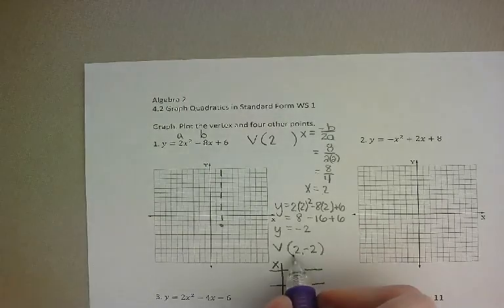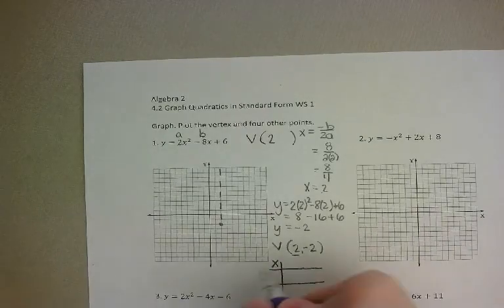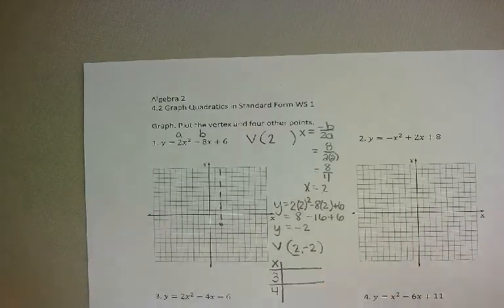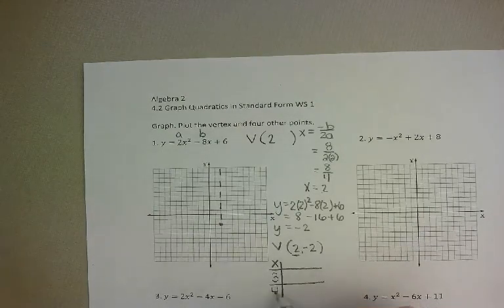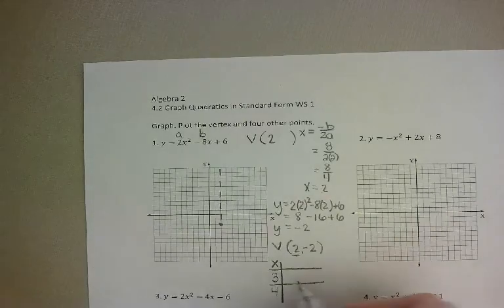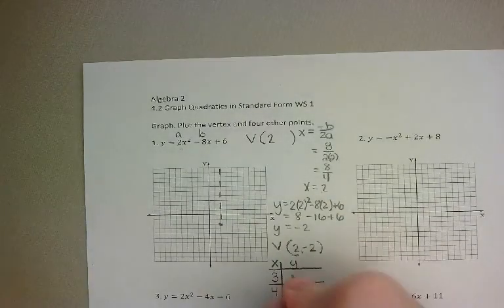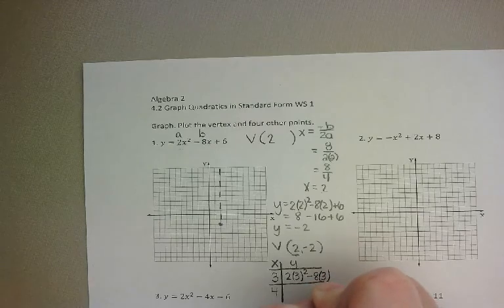So our x was 2. So the next x values I'm going to choose are 3 and 4. Or you could have chosen the next 2 numbers below. You could have chosen 1 and 0 if you wanted to. And then to find the y values, I'm going to plug it into that equation. So I'm going to do 2 times 3 squared minus 8 times 3, and then we're going to add 6.